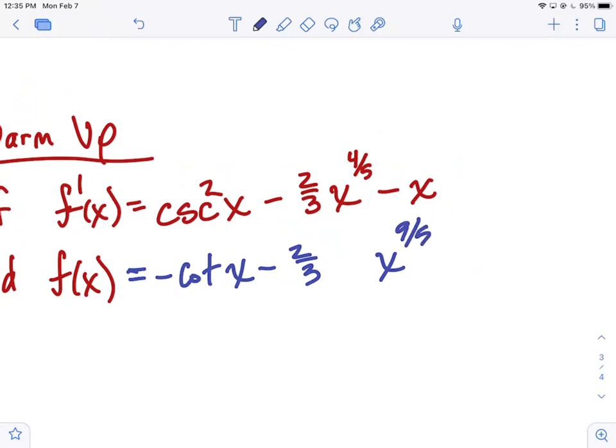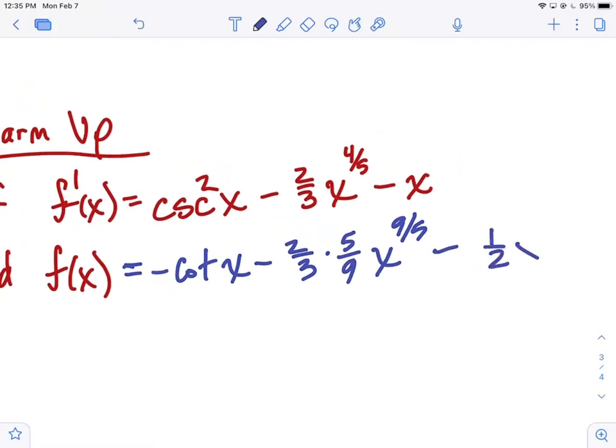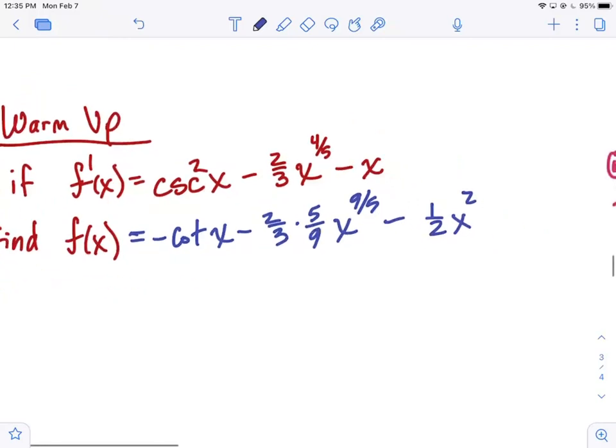And now either divide by 9/5, yucky, gross, right? Complex fraction. We'll just multiply by its reciprocal 5/9. Easy. And then minus x, x to the first becomes 1/2 x squared. And then plus c. Don't forget the plus c. Don't be a statistic. Don't be a meme. Right? Plus c. That's the general antiderivative.